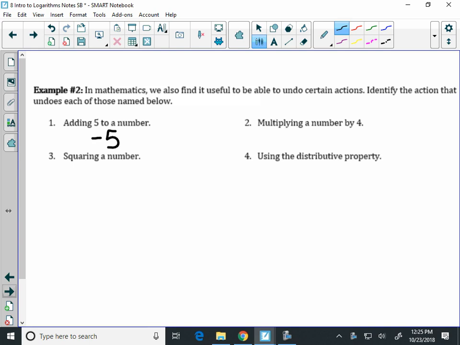If I multiply by 4, what undoes multiplying? Dividing by 4. All right, if I square a number, what undoes squaring? The square root. And then this one might cause a little bit of thinking. If I use the distributive property, what undoes the distributive property? Yeah, factoring. You guys didn't take as long on that.